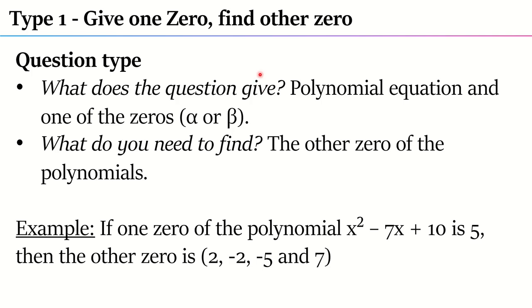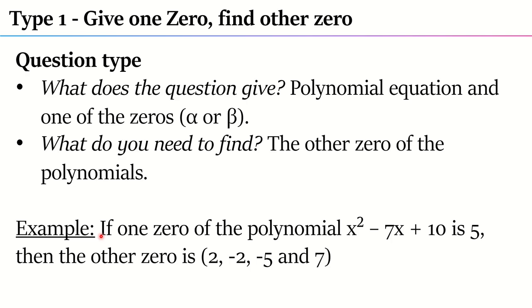So I told you a quadratic polynomial is nothing but one where they give you two zeros, that is alpha and beta. A quadratic polynomial will have two zeros, alpha and beta. Within that alpha and beta, questions will be framed in different patterns. We can see a few patterns. Pattern 1: they give you one of the zeros and you find the other zero. So the question will have a polynomial equation and either alpha or beta, and you need to find the other.